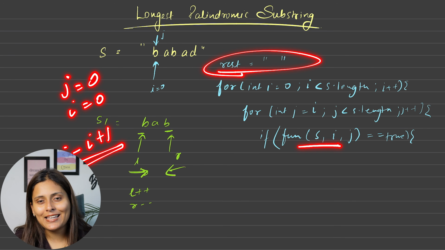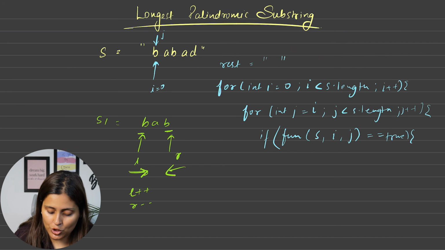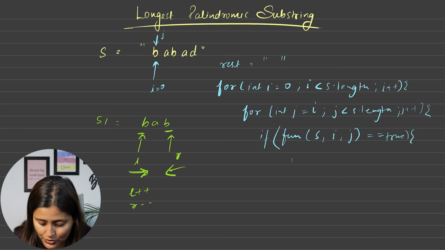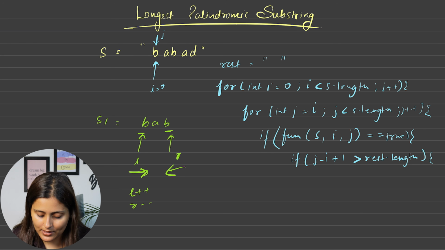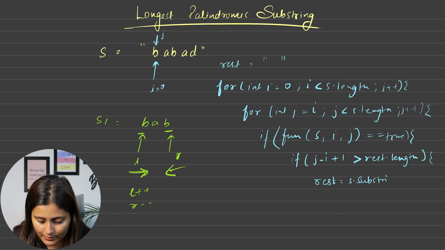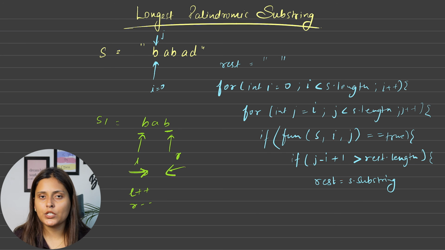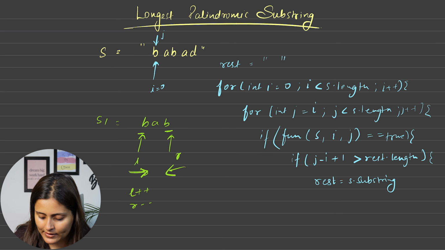can I say that the palindrome which I have found now is the longest palindrome? Yes. So if this function returns true, I have to check if j minus i plus 1 is greater than the resultant length, whatever we have saved till now. If this is also true, then we have to update our answer. So in the resultant, we will do s.substring, we'll save our answer, because here we don't need to return the length, we have to return the substring itself. So I'll read the string from ith index to jth index.